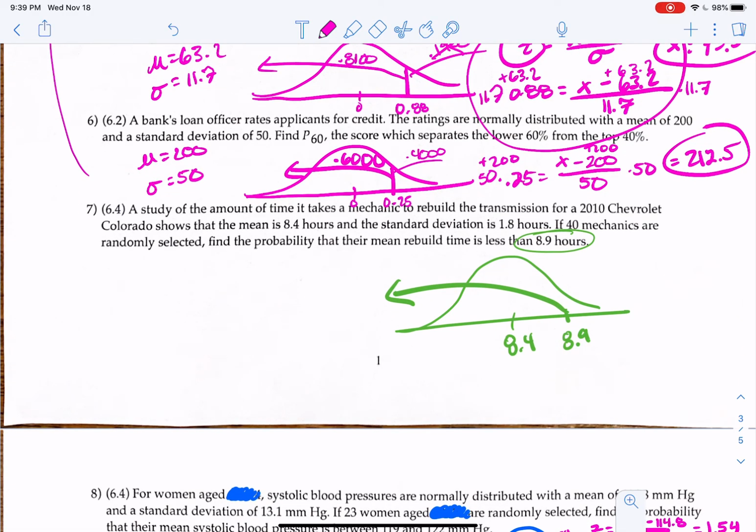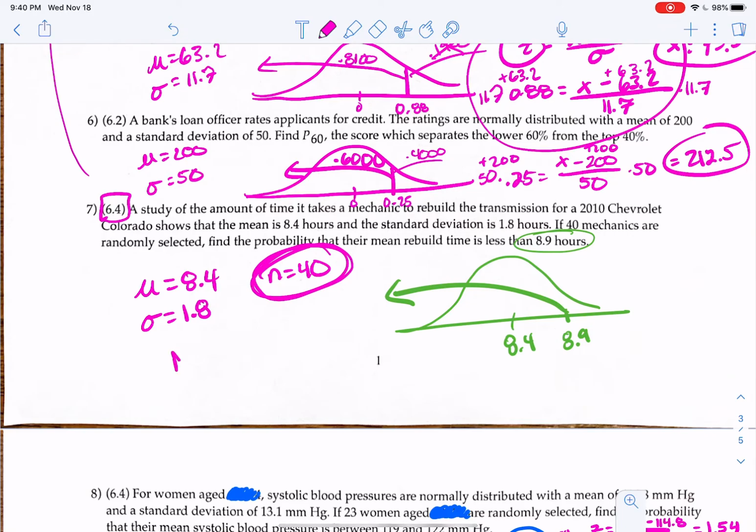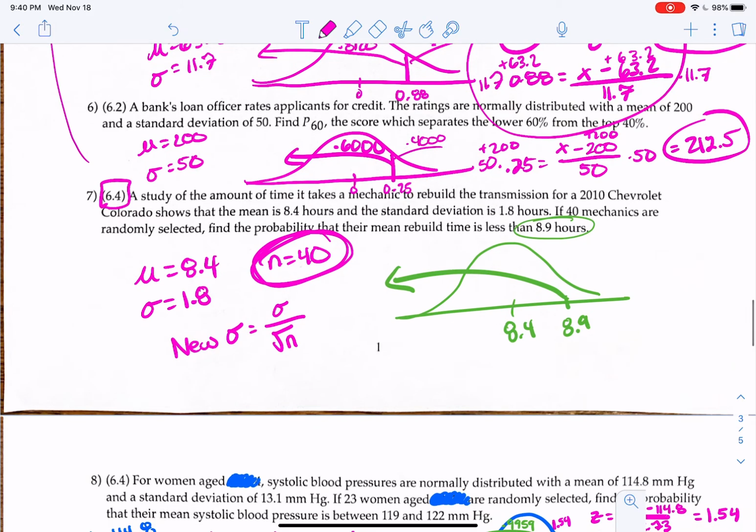A study of the amount of time it takes a mechanic to rebuild the transmission for a 2010 Chevy Colorado shows that the mean is 8.4. Write that down. Standard deviation is 1.8. If 40 mechanics, okay, n is 40. This is a really big deal. This is section 6.4. We're not talking about one person. We're talking about 40 of them now. So this is where we have to calculate a new standard deviation. The new standard deviation is the old standard deviation divided by the square root of n, okay? And that's the tricky part to this. Find the probability that their mean rebuild time is less than 8.9.